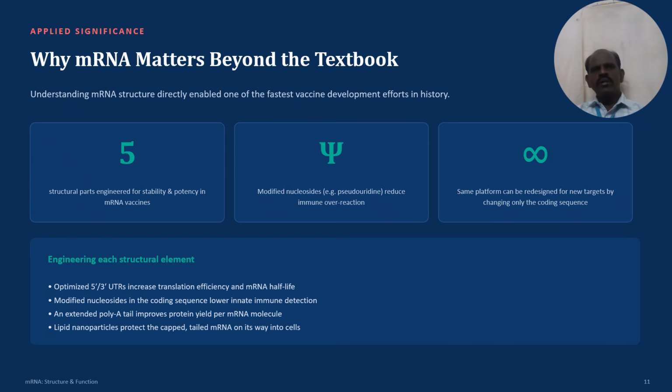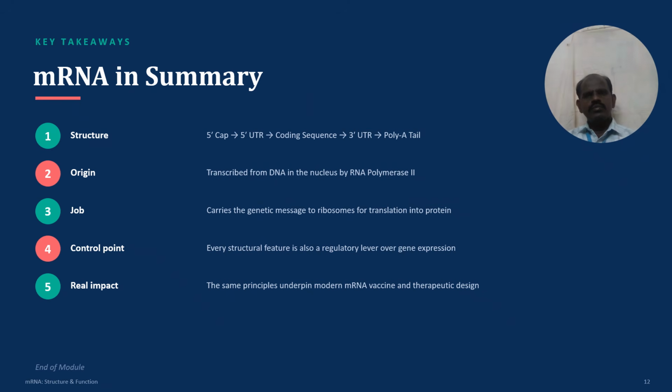Why does mRNA matter beyond the textbook? Structural parts are engineered for stability and potency in mRNA vaccines, with modified nucleosides to reduce immune overreaction. The same platform can be designed for new targets, changing only the coding.